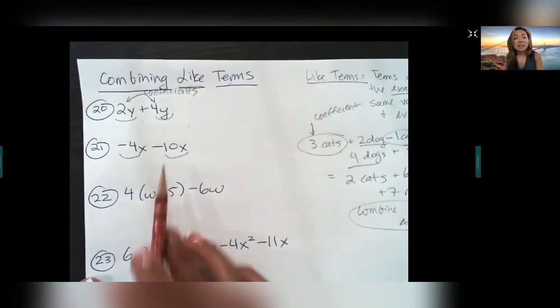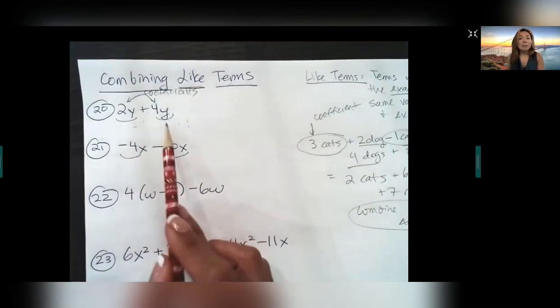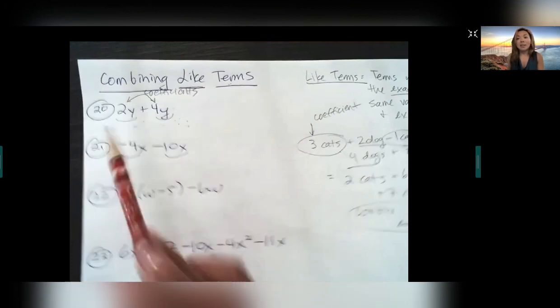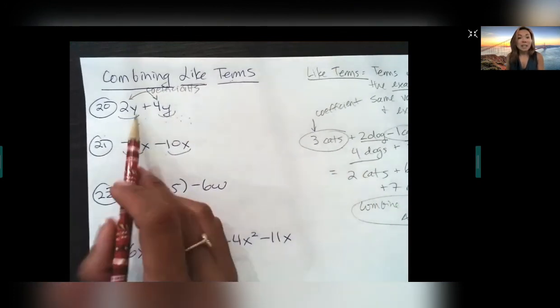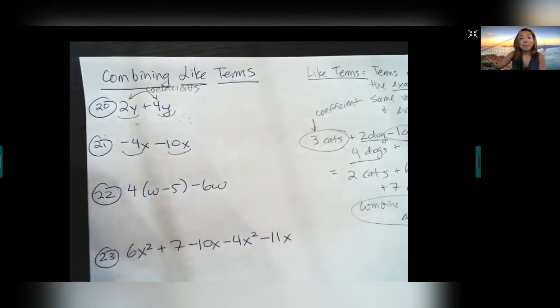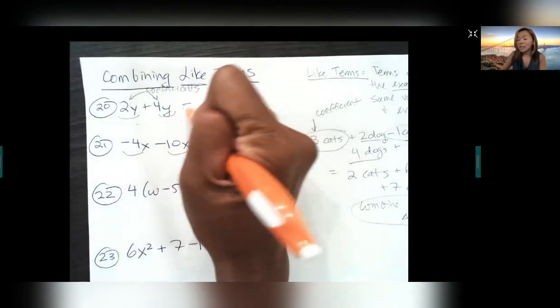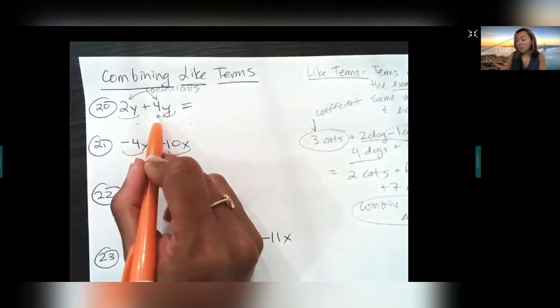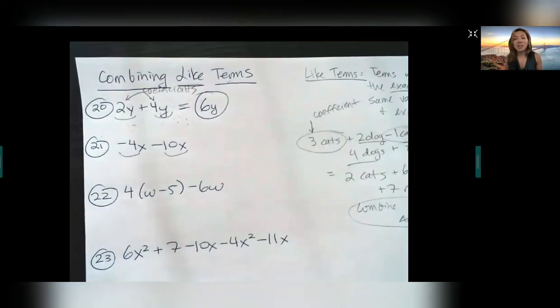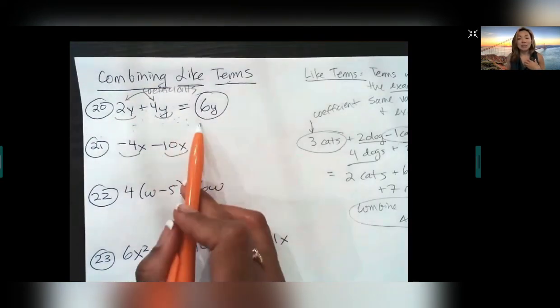So when I look at these two terms, I ask, can I combine these two terms? In other words, are they like terms? Are they like animals? And the answer is yes. Here's a Y and a Y. They're both the same animal. So when I combine them, all I do is add or subtract the coefficients. So 2 plus 4 gives me 6, and the animal stays the same, Y, right? You don't change that to Y squared or X or Z. The animal stays the same.